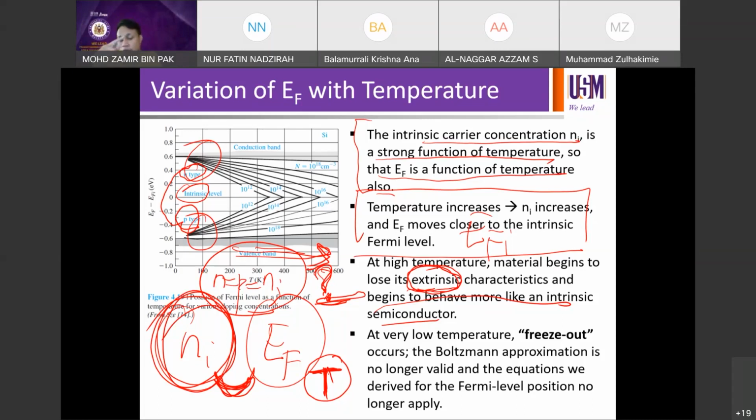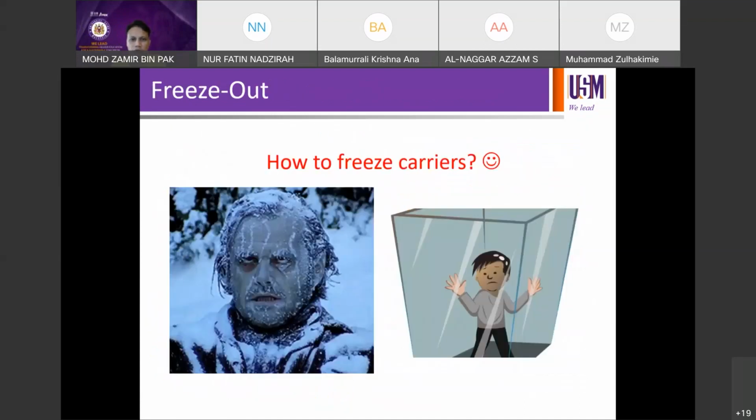Right. So I'm going to show you the curve later on. How do we then manipulate it by regions and so on? At a very low temperature, freeze out of the carriers. At very low temperature, freeze out, macam beku lah, if you like, right? The Boltzmann constant is no longer valid, and the equations we derived for the Fermi level position no longer apply. So how do you freeze carriers? Okay, how do you then freeze carriers?